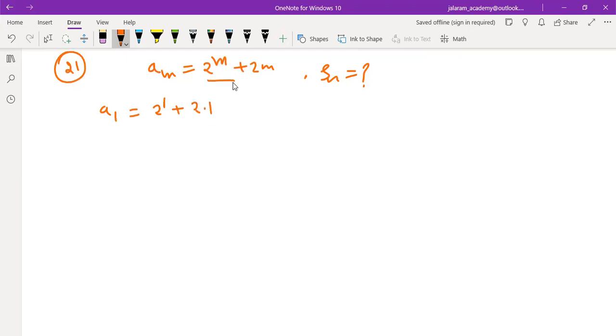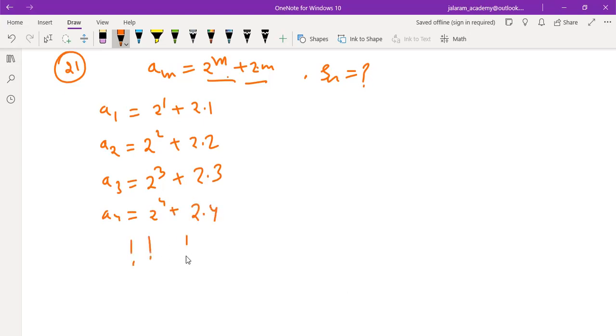Their natures are different. In one, we are observing that it is in terms of an exponent, and in the other, it is in the form of a product. So don't add them to get 2 plus 2, 4. A2 equals 2 square plus 2 into 2. A3 equals 2 cube plus 2 into 3. Both the series are of different nature, and this is actually the sum of two series. We have to find the sum up to n terms. And what will be the nth term? The nth term will be 2 to the power n plus 2 into n.